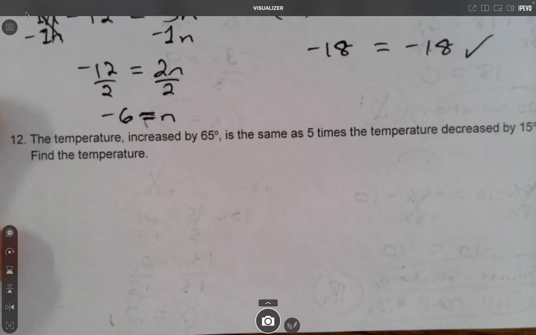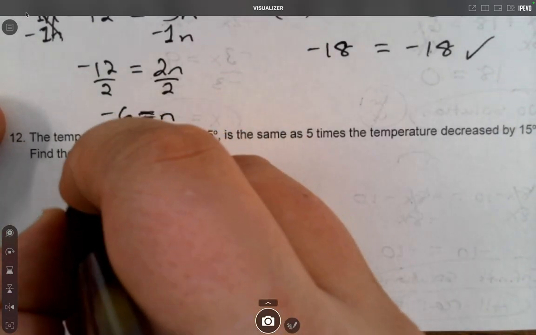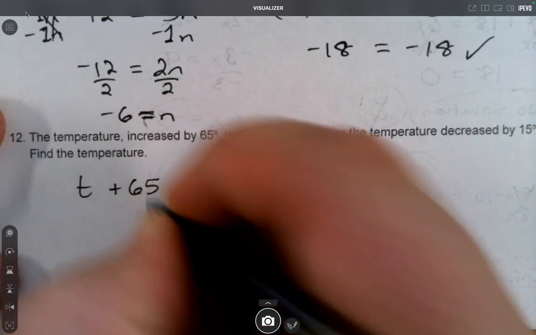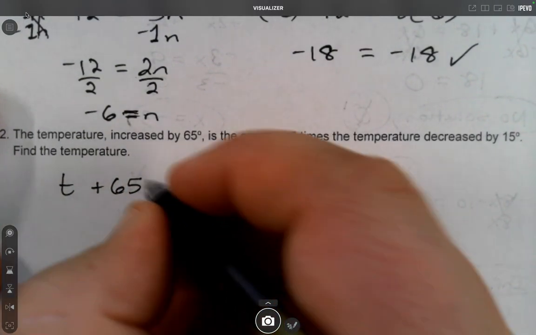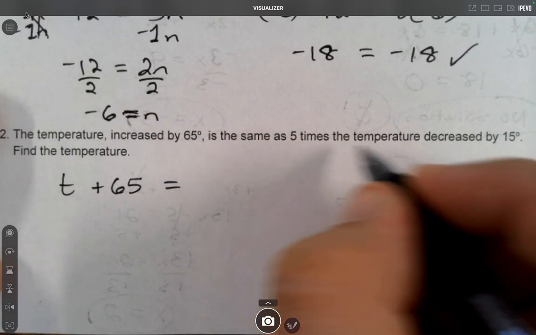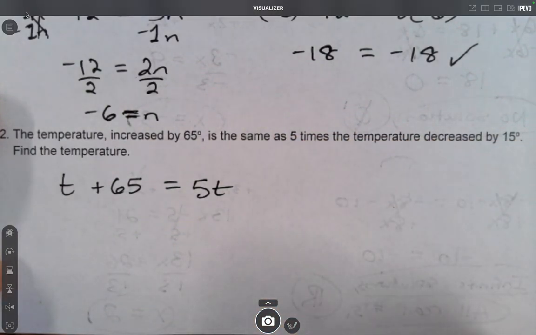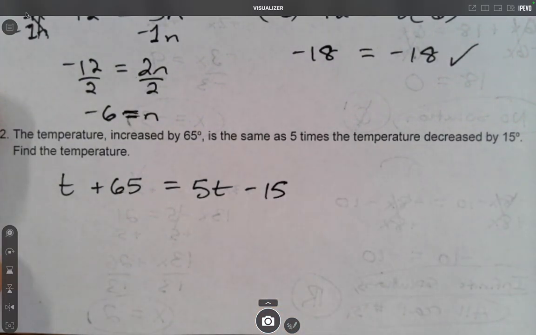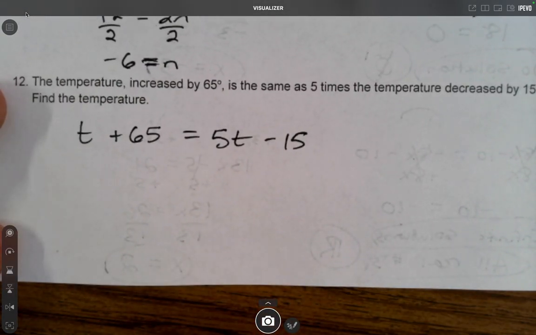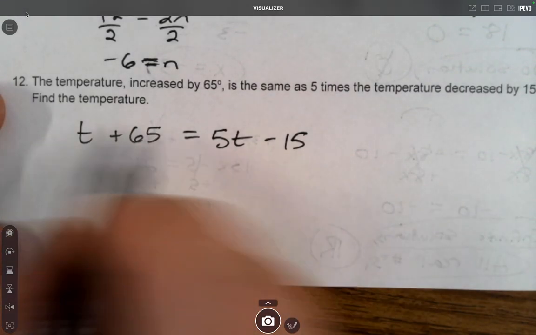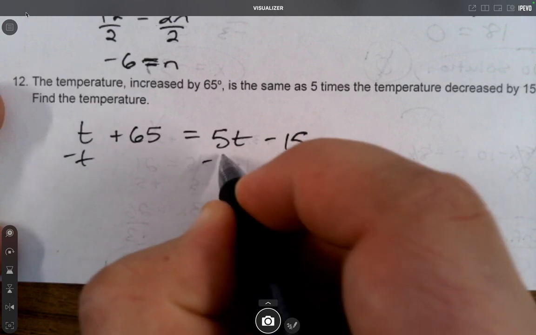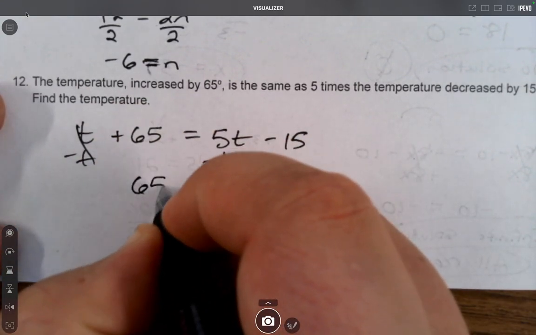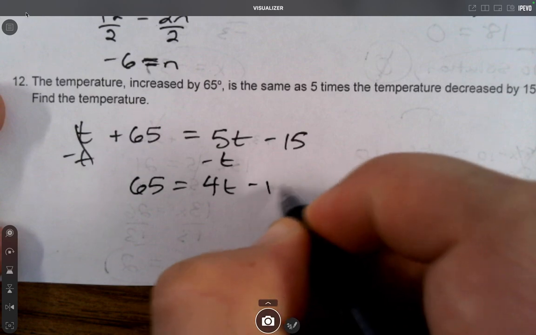Last one. The temperature, which I'll call T, increased by 65, plus 65, is the same as equals 5 times the temperature, so 5 times T, decreased by, minus 15. Okay, so we need to combine the variables. You can go either direction. I'm going to subtract T from both sides. Gives me 65 equals 4T minus 15.